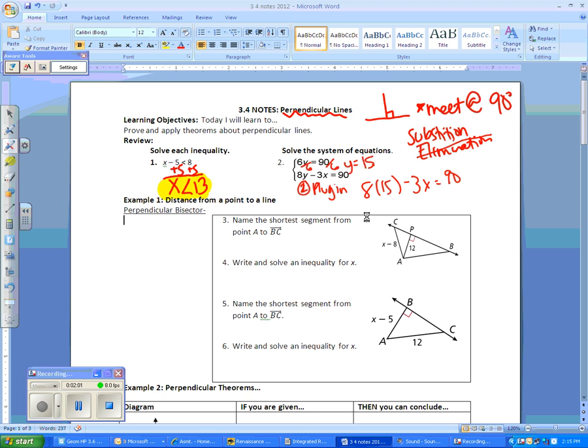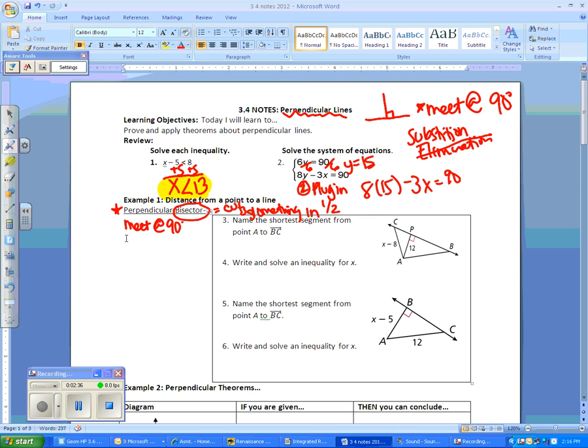I'll check this tomorrow. Okay, first thing we're going to do today is we're going to talk about distance from a point to a line. Perpendicular bisector. Perpendicular means meets at 90 degrees, right? And bisector, the term bisector means it's something that cuts something in half, into 2 congruent pieces, right? Okay, so perpendicular bisector is something you should know by now. We're going to use that today, not so much, but later on in the quarter.